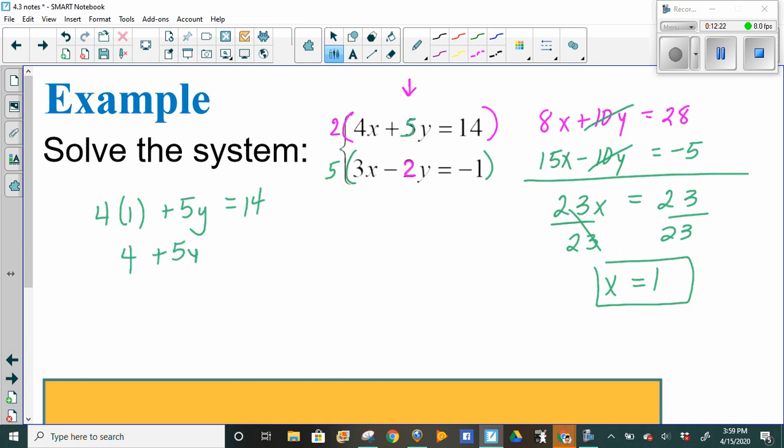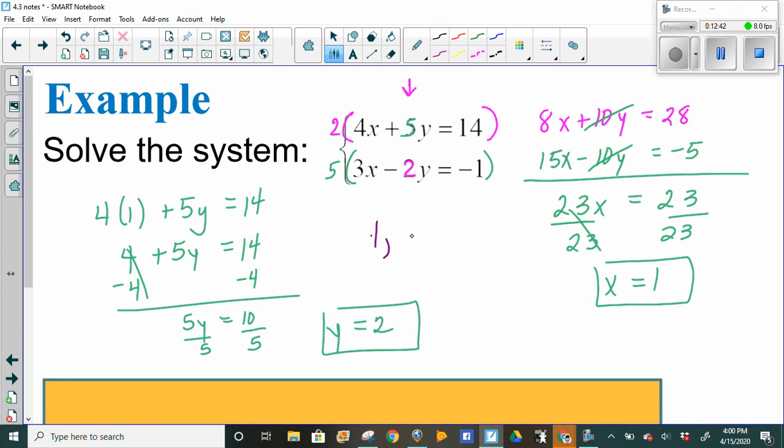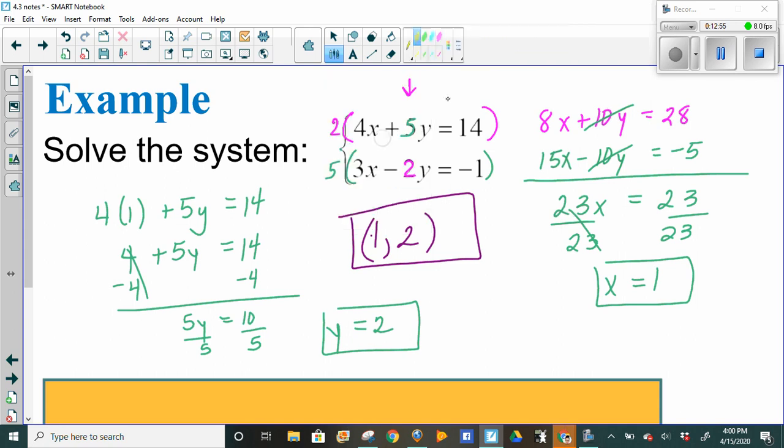4 plus 5y equals 14. I'm going to subtract 4. 5y equals 10. Divide both sides by 5. y equals 2. So my final solution is x is 1 and y is 2. And make sure that you're careful which one is your x and which one is your y when you're plugging it in. Okay? So your final solution, and I will highlight that.